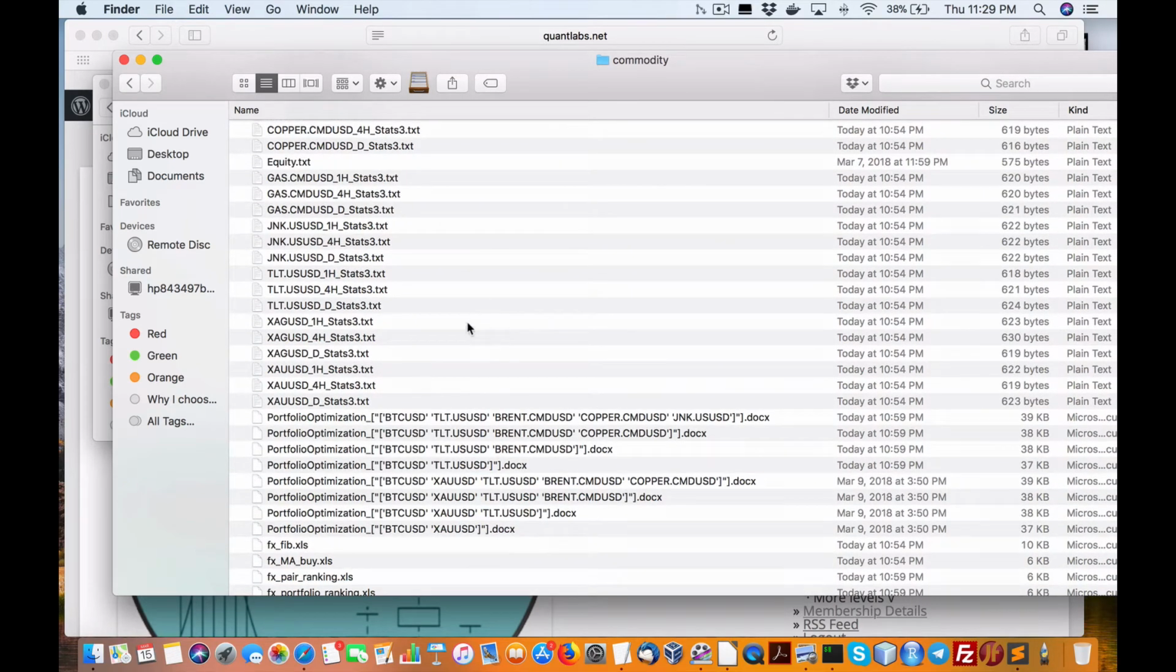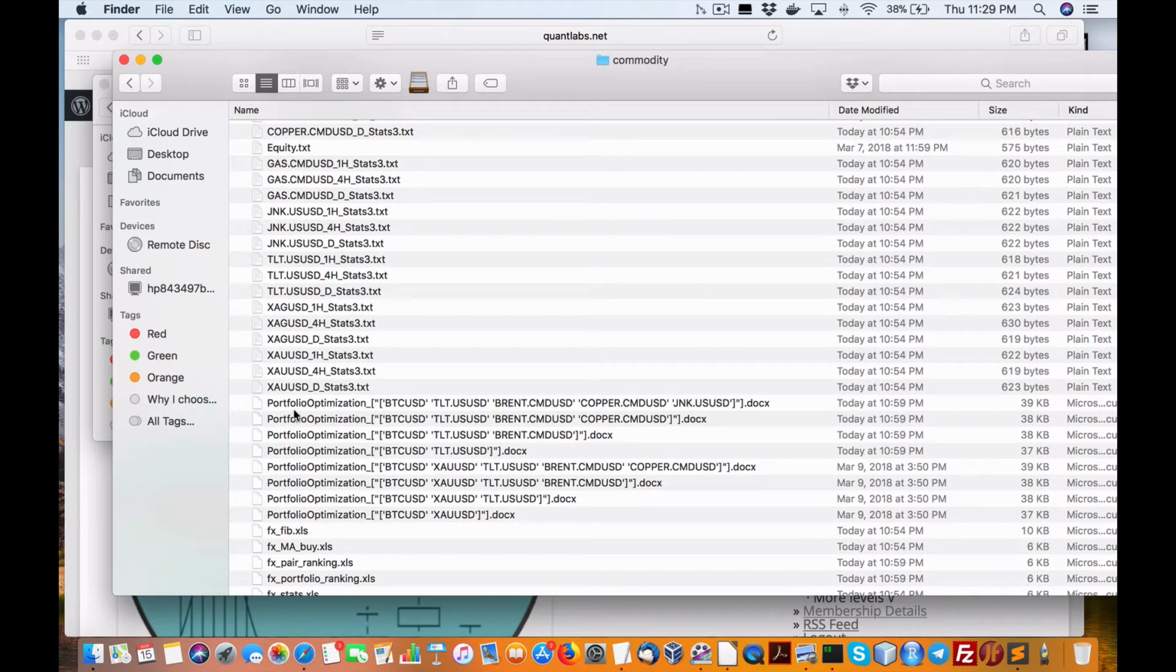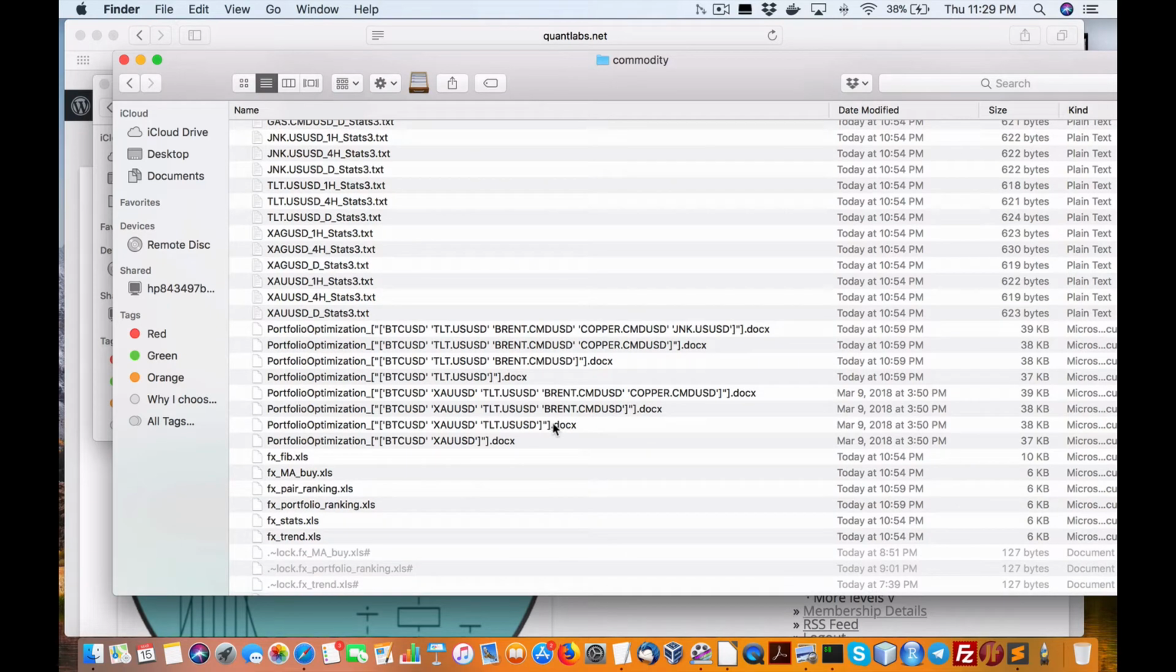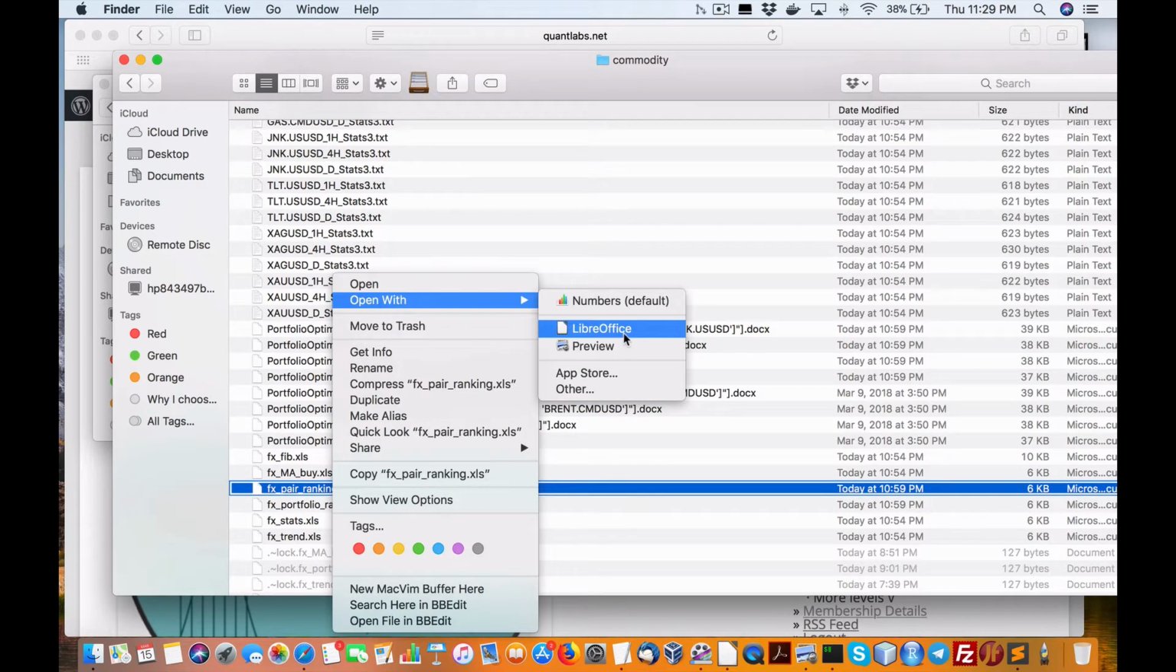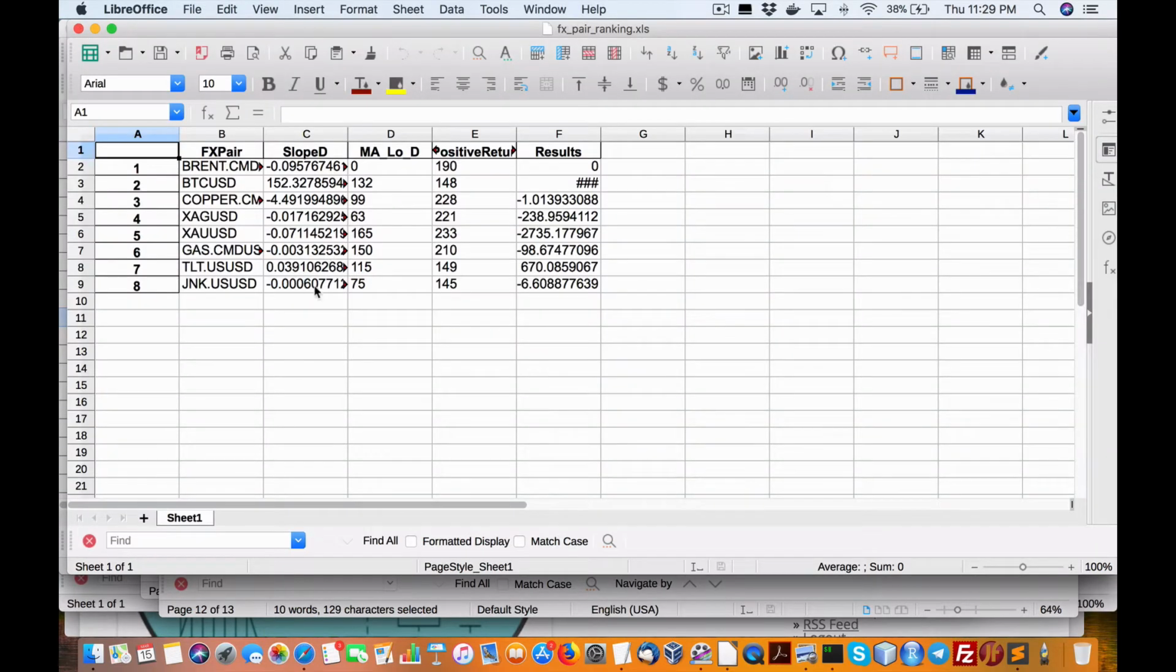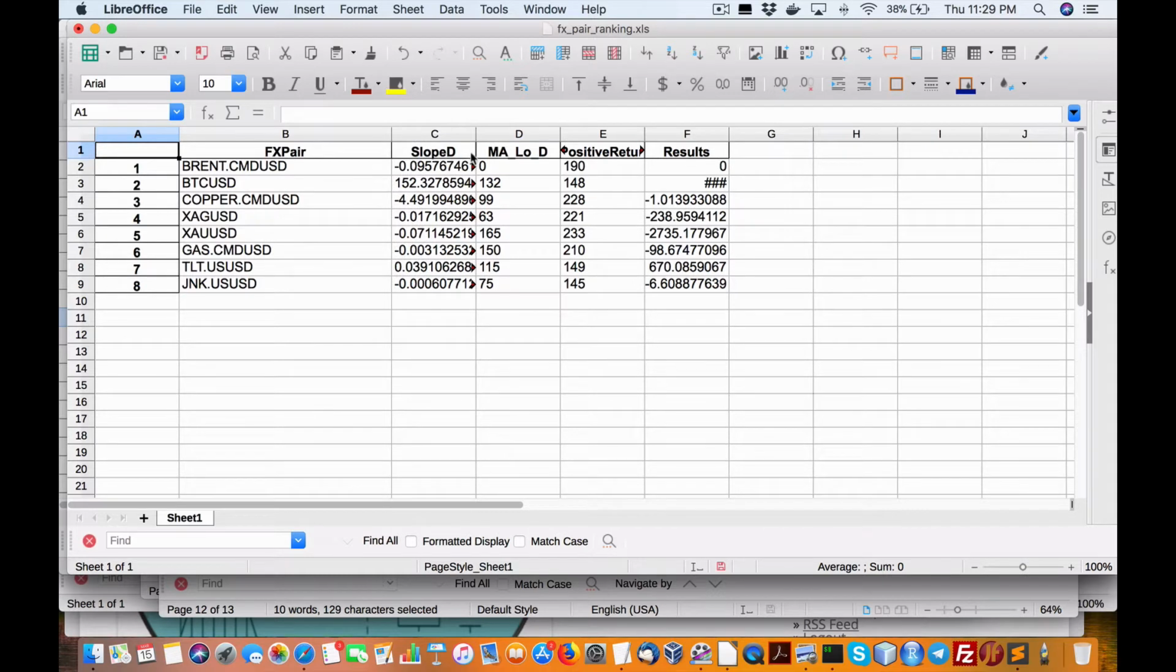the Excel spreadsheets that my system can generate. Here we're able to generate all the portfolio optimization for all the different combinations. But generally, you want to look at the overall portfolio ranking, or the ranking of the assets that I have access to through the Gbp JForex platform. So here we have 8 different assets in the commodity field, I guess. We rank it by slope, moving average, positive returns, and overall results.